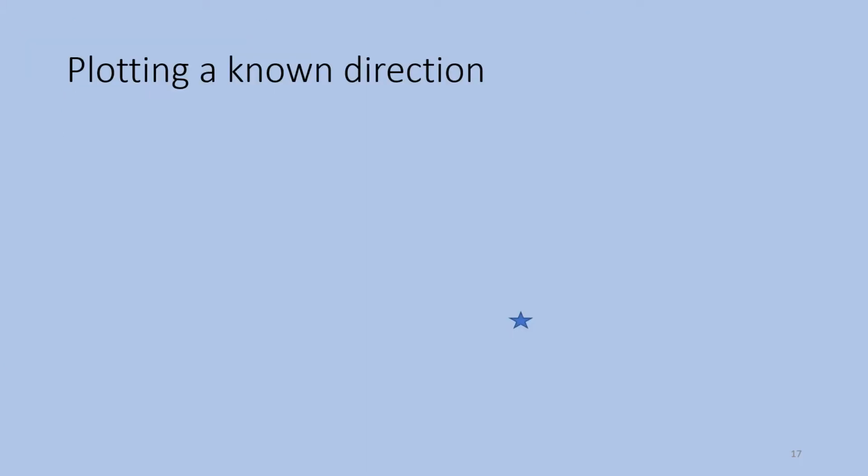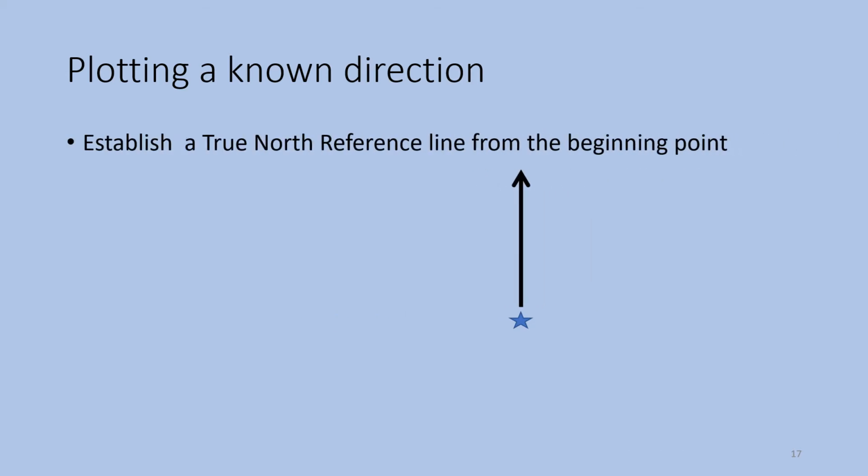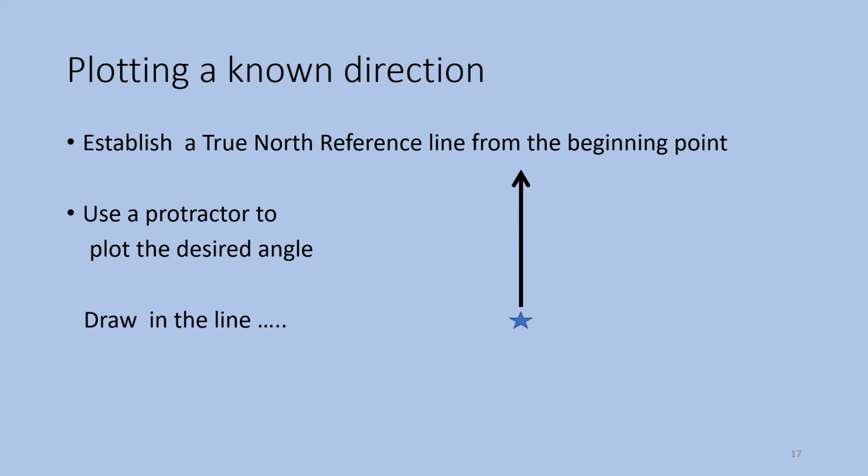Plotting a known direction on your map. First, establish a true north reference line. Then use a protractor to plot the desired angle, and then draw in the line.